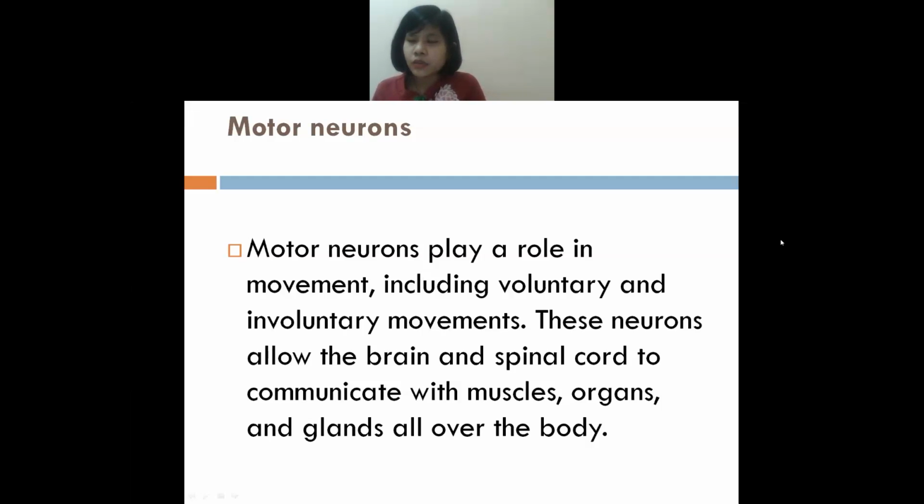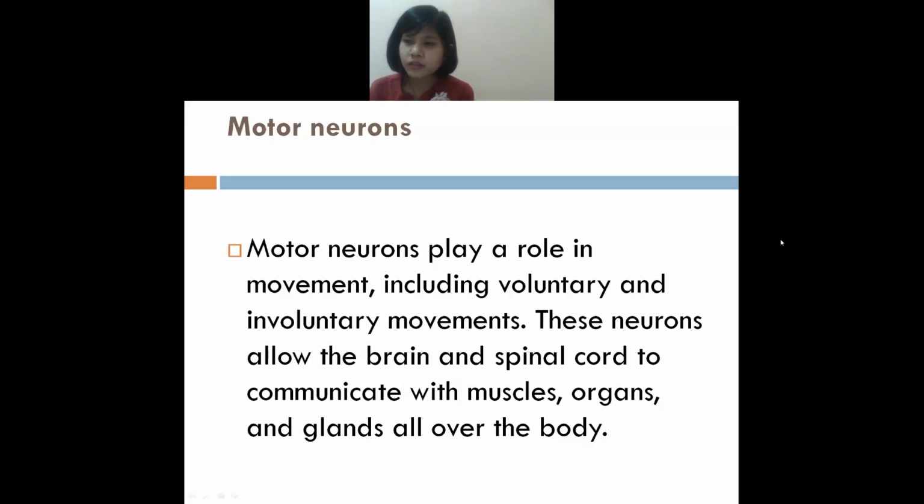Voluntary means which you can control. For example, you want to take a walk, you want to run, you want to move around. All these things are voluntary, which you can control. Understand? So the motor neurons help you in both voluntary and involuntary. And these neurons help in allowing the brain and the spinal cord to communicate.